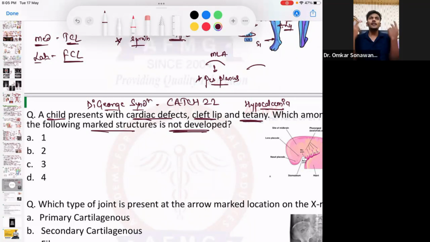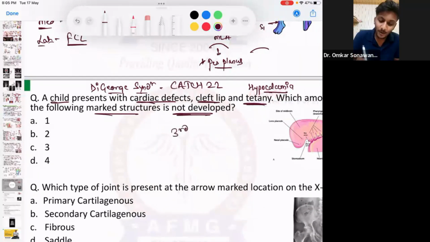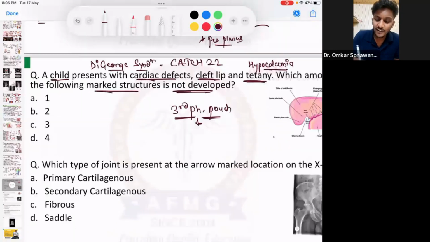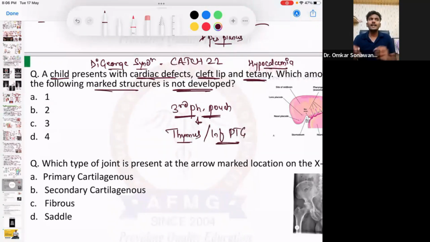A for abnormal facies. T for thymus hypoplasia. So which pharyngeal pouch is not formed in DiGeorge syndrome? The third pharyngeal pouch derivatives are thymus and the inferior parathyroid gland. So which structures are not formed in DiGeorge? Thymus and inferior parathyroid gland.